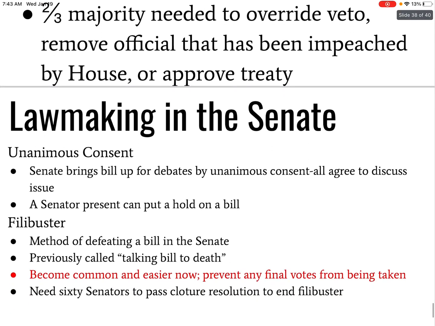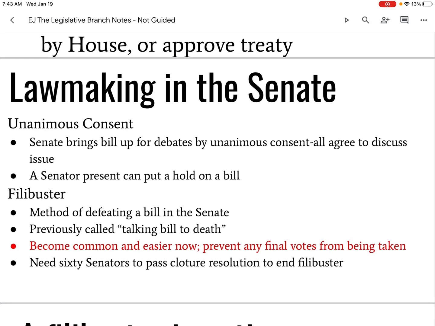Lawmaking continued. So remember, any senator can bring up a bill. They just have to have what's called unanimous consent, where they all agree to discuss an issue. They can also put bills on hold. I don't know if you're thinking this, but this is what I'm thinking at this point. Whoa. If all you need is 51 votes to get a bill passed, how does the majority party, the party that has at least 51 members, just get everything passed that they want? That would be a great question if you're asking yourself that right about now.